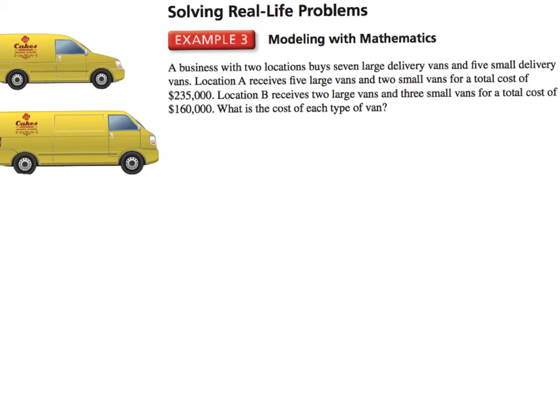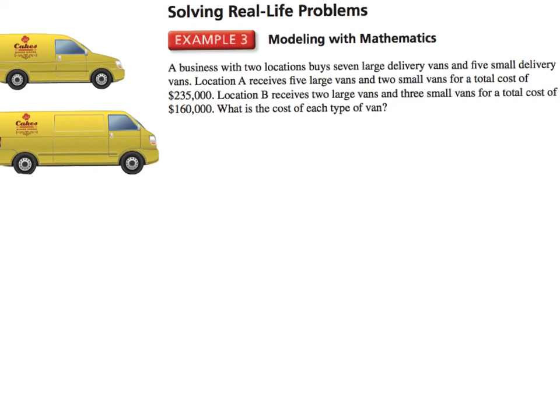And our last example. A business with 2 locations buys 7 large delivery vans and 5 small delivery vans. Location A receives 5 large vans and 2 small vans for a total cost of $235,000. Location B receives 2 large vans and 3 small vans for a total cost of $160,000. What is the cost of each type of van? Well, what would I do first? I would first set up your equations and figure out what you need to find. What is the cost of each van?